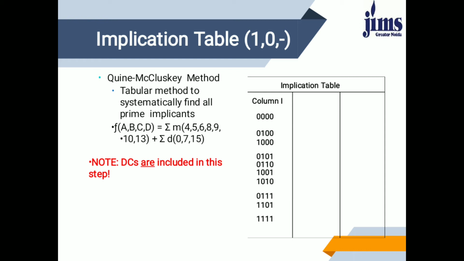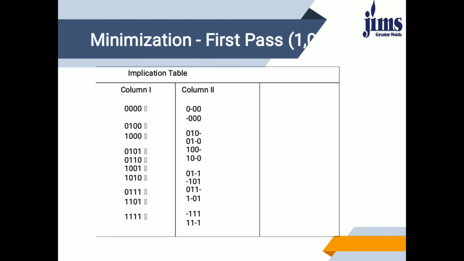So first we will make the implication table. In this implication table, we go from the first term. We check in which term there is a change in the number of ones. Means if we proceed from the first group to the second group, from 0 ones to 1 one, only a single one will get changed. So we need to mark this change with a dash.